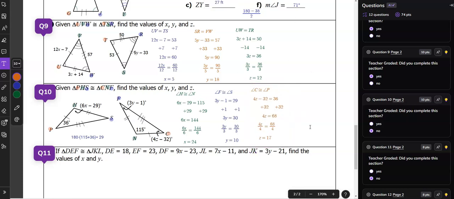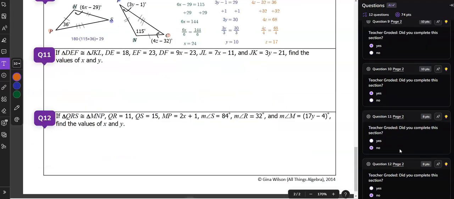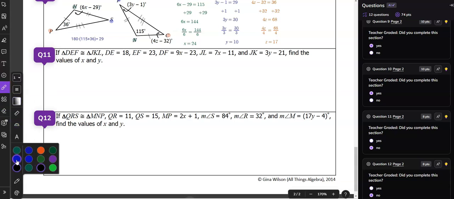So once you have this copied down, make sure you mark this question as complete. Now, questions 11 and 12 would be simpler if you drew a picture, but we're going to do it without the picture using color coding. If you do not want to use color coding, we will have a list as well.